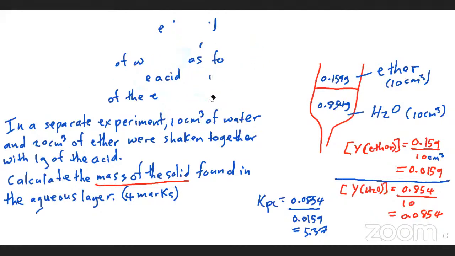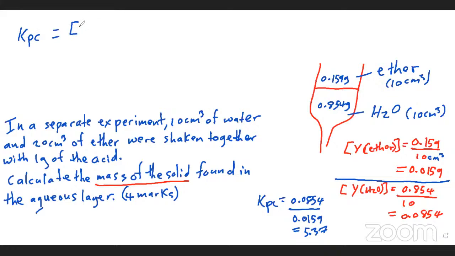So the first part of the question was to allow us to get KPC, the solubility. All right, so remember we said that this would be equal to the concentration of the acid. I'm just calling it Y, so I don't have to write out the entire word. So it is Y in water divided by Y in ether.